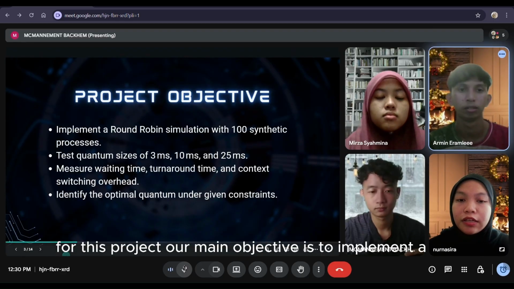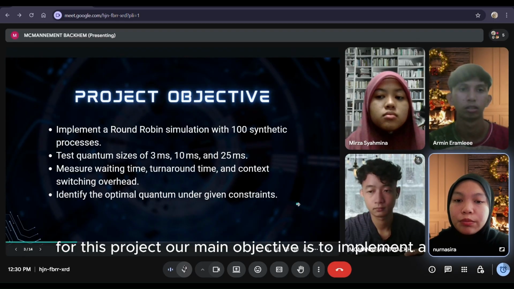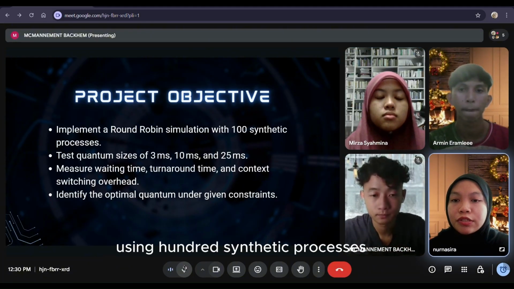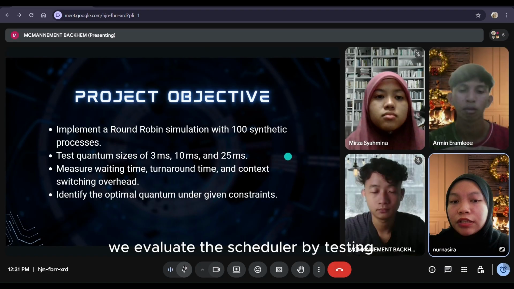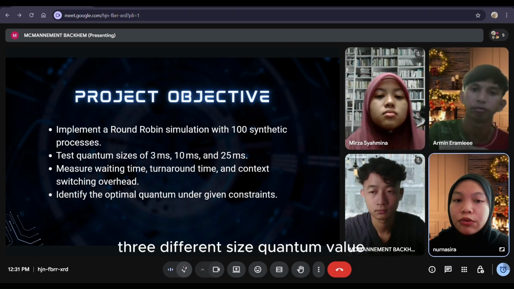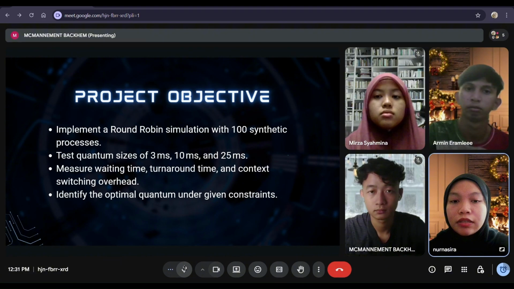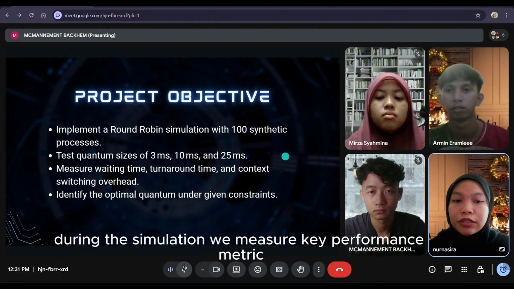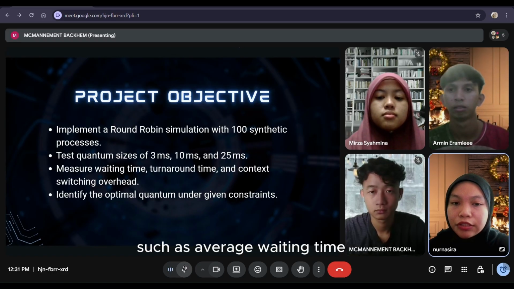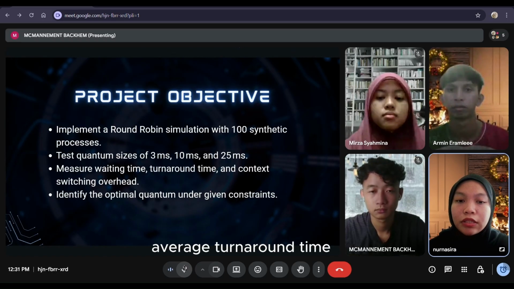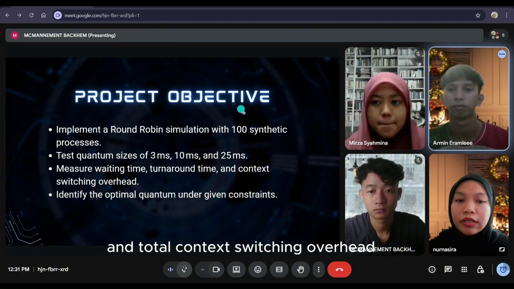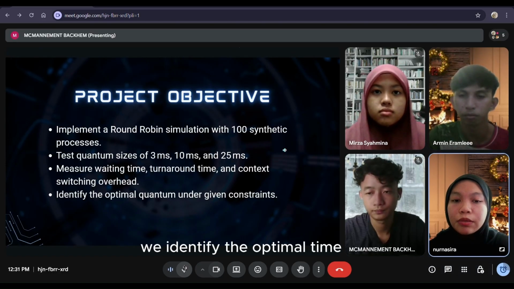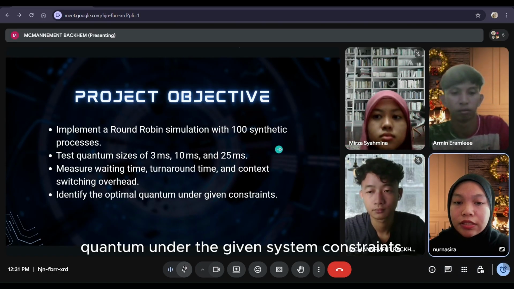ERAMLEE. For this project, our main objective is to implement a round-robin CPU scheduling simulation using 100 synthetic processes. We evaluate the scheduler by testing three different quantum values, which are 3 milliseconds, 10 milliseconds, and 25 milliseconds. During the simulation, we measure key performance metrics such as average waiting time, average turnaround time, and total context switching overhead. Based on this measurement, we identify the optimal time quantum under the given system constraints.